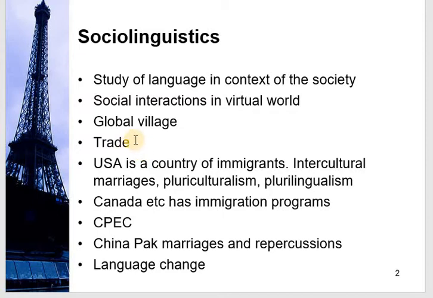Trade with other countries, with other ethnic groups, with other language speakers also changes our language. In the beginning, Arab traders traveled throughout the world, and their trade and commercial links also changed their language. America is the country of immigrants where people have settled from all parts of the world. You will find all types of linguistic and ethnic communities.